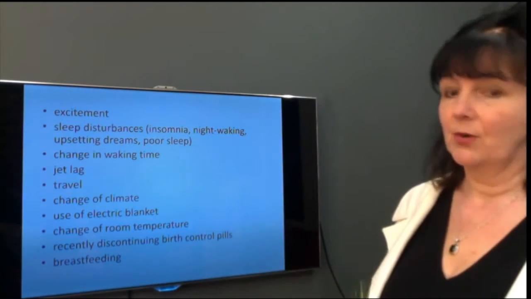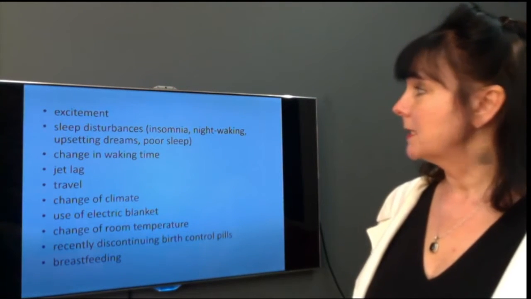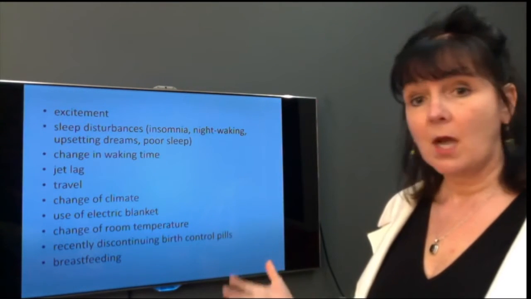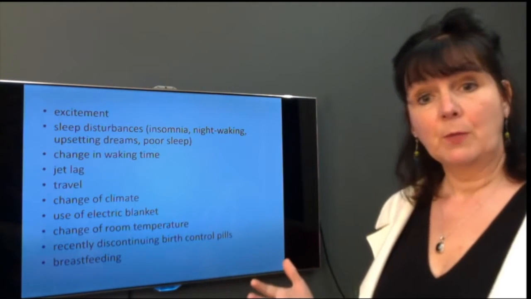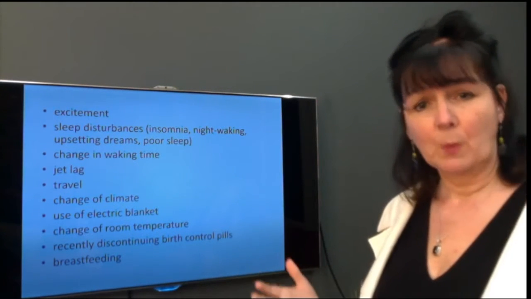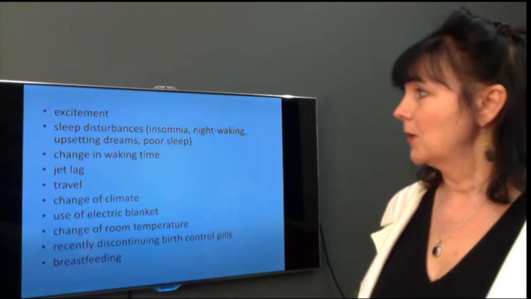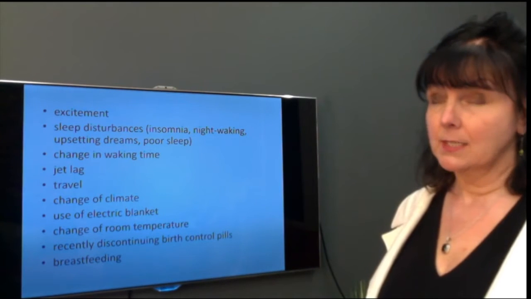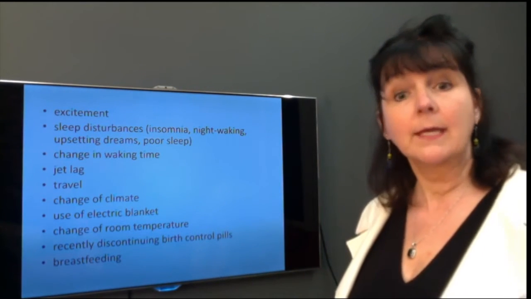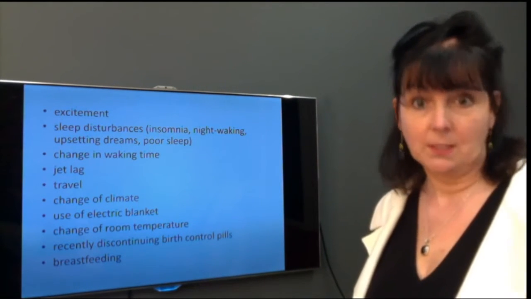Sleep disturbances, so if you wake at night, you've had nightmares, very poor sleep, maybe you've been through a period of getting quite anxious, or you've been worrying about something, make a note of that. A change in your waking time, so say that you have a bit of a lie-in over the weekend, that will certainly show in your chart, but yeah, make a note of it.